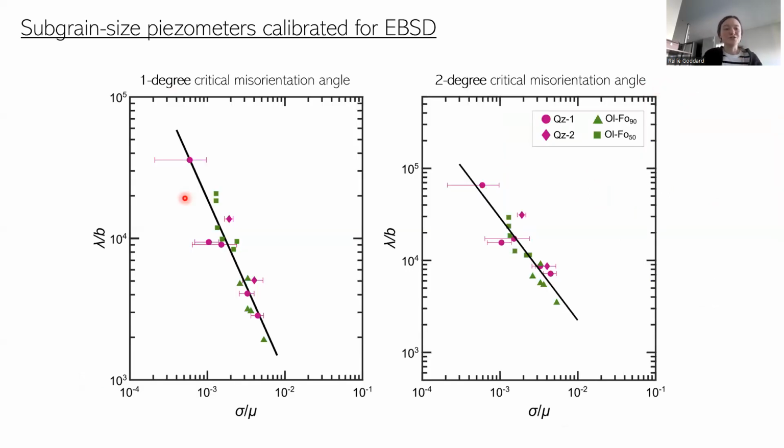So here are the 2 results that we have. Again, we've got the mean line intercept normalized by the Burgers vector and the stress normalized by the shear modulus. You can see in green, the squares and triangles, you've got olivine data, and in the pink diamonds and circles, you've got the quartz data. And in log space, we get this really nice linear relationship for the 1 degree and the 2 degree. So we've calibrated this new piezometer through EBSD, and we've also shown that we can apply it to 2 minerals.